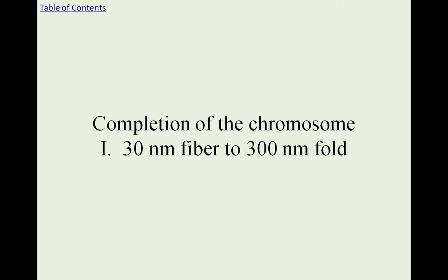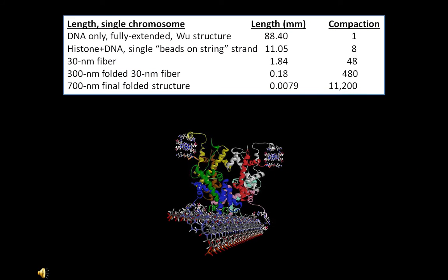Here's a compaction chart, quantitating the degree of compaction to be achieved by the folding of our new structure into a chromosome. This chart assumes the human full genome count of 6 times 10 to the 9th base pairs.